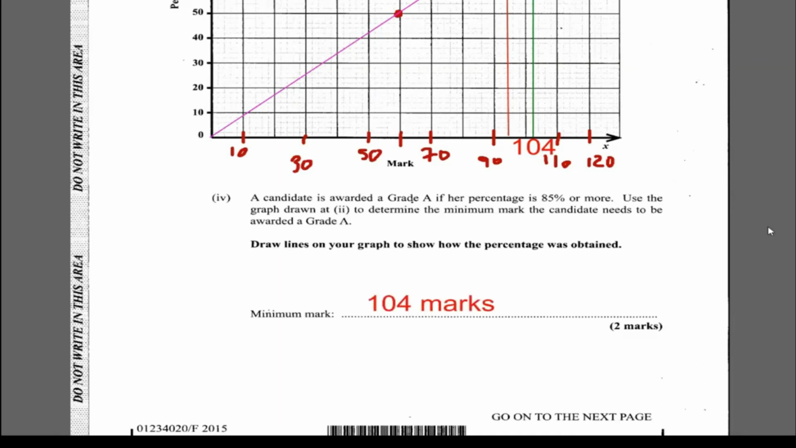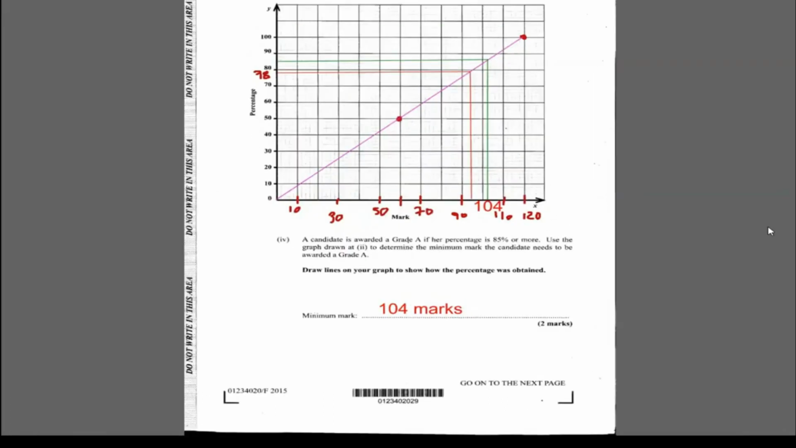Nice and easy. So we just went across on the y-axis. We'll just look for 85%, connect it to our graph, and then look at the corresponding x value, which will be marks. So this 104 tells us how many marks you need to get 85%. So the minimum mark is 104.